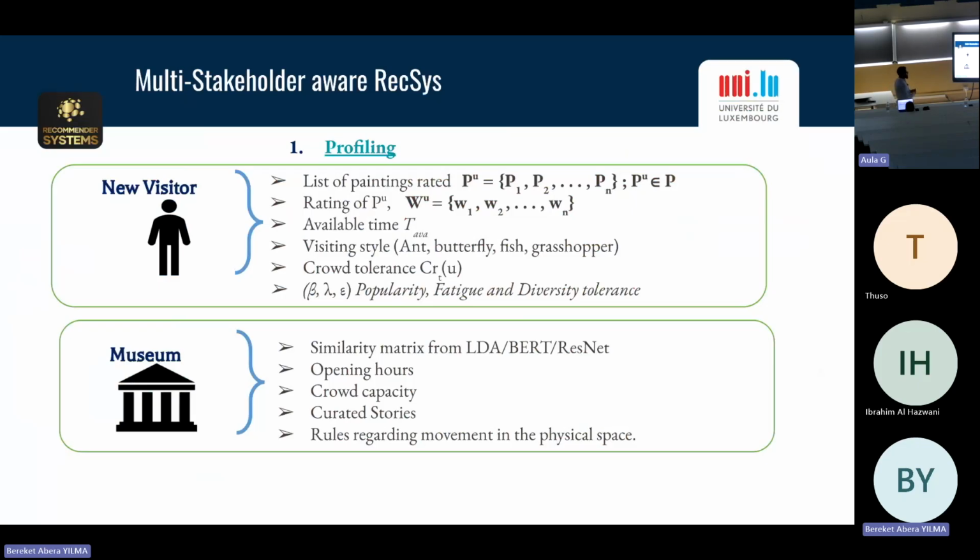Now you have a new visitor. You interact with the visitor. You get some preferences, ratings. But then you also ask the visitor, how much time are you willing to spend today? 1 hour, 2 hours, 30 minutes? Then what kind of visiting style does the user have? It can help you to estimate the amount of time the user spends per exhibit, so you can kind of round the list. And then there is this crowd tolerance. Are you interested in visiting crowded venues if there is a painting that you really like? Or you really want to avoid this? So somehow try to quantify this information.